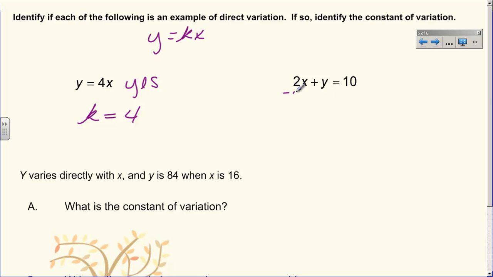So I'm going to subtract this 2x to cancel over here, but I also have to subtract it over here. So I end up with y equals 10 minus 2x. Now, does this look like this? No, it does not. And the reason it does not is because of this 10 minus. This subtraction part, you don't see in this, so it cannot be a part of it. So this is not an example of a direct variation.